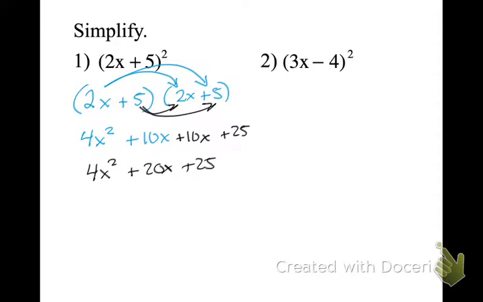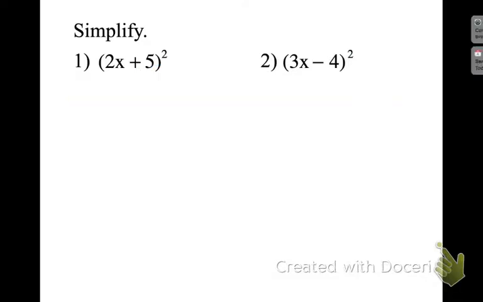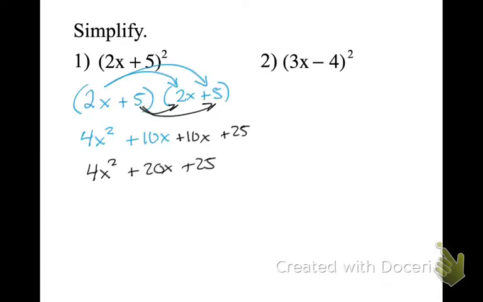Pause the recording and try the next one on your own. Okay, let's check it. Again, this means 3x minus 4 times 3x minus 4. When I distribute the 3x, I should see your arrows in your work.